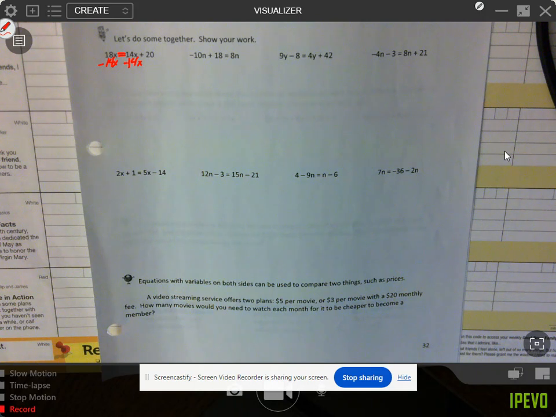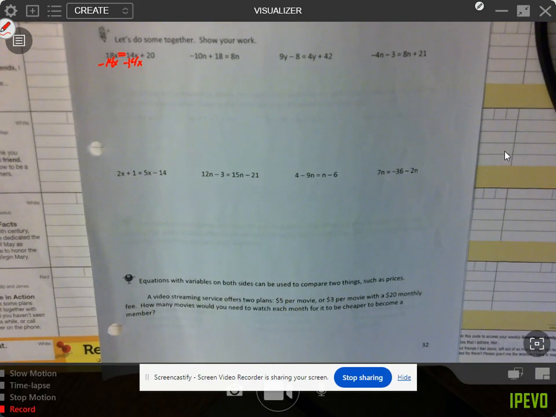I already have one side that just has the x, so I'm going to bring the 14x over to that side. So 14x minus 14x cancels out. 18x minus 14x gives me what? 4x. Don't forget the x. Variables are important. Equals. So now I have 4x, and it equals positive 20. So if that had been a minus 20, that would have turned it into a negative. So you have to pay attention to the pluses and the minuses.